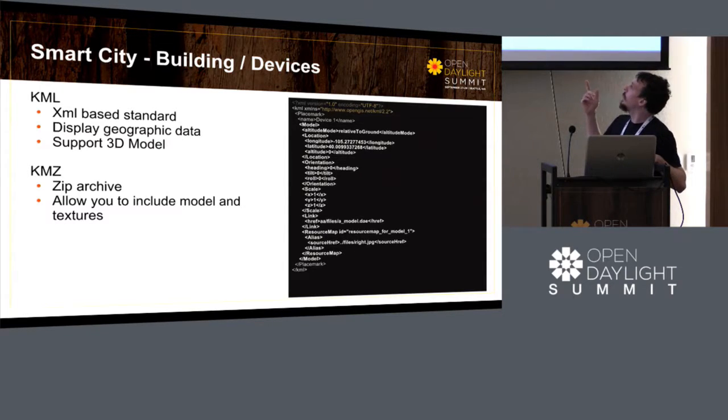So with the new model tag, we can set the location, the orientation, and the scale, and link a file to it, and also a resource file to it, which is the texture that the model will use. To include the model, you will use the KMZ file format, which is a zip archive. At its root, you have your KML file, and you have your other files included in this archive. So basically, it's how we think we can do it.